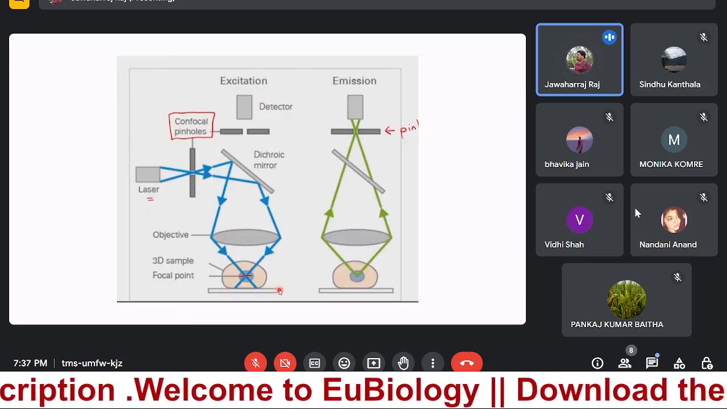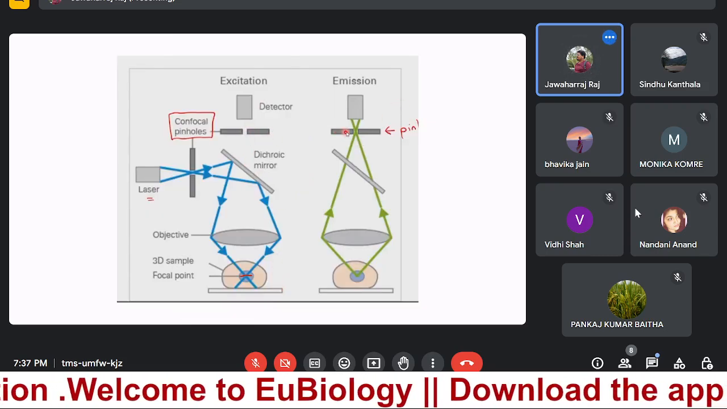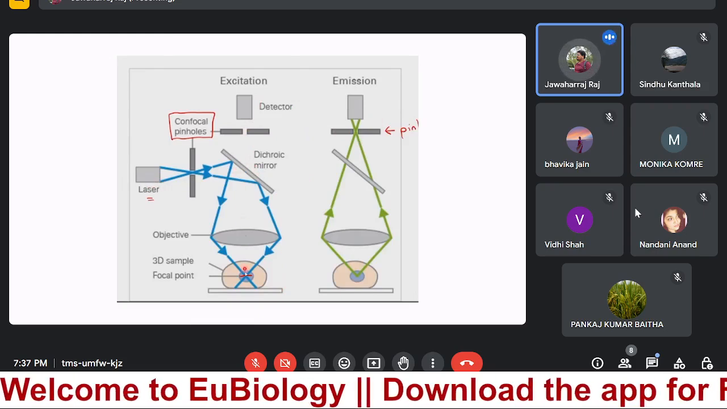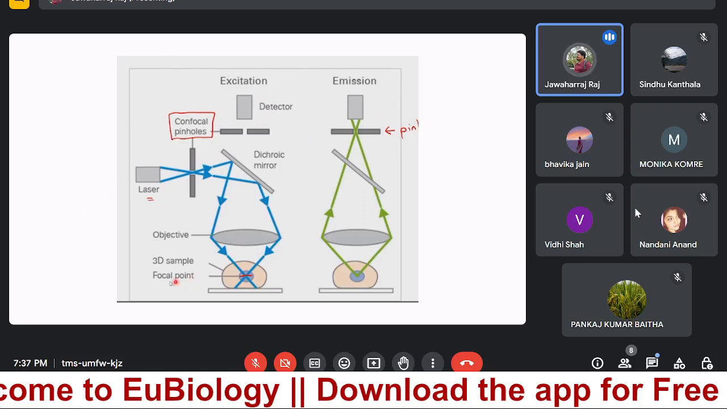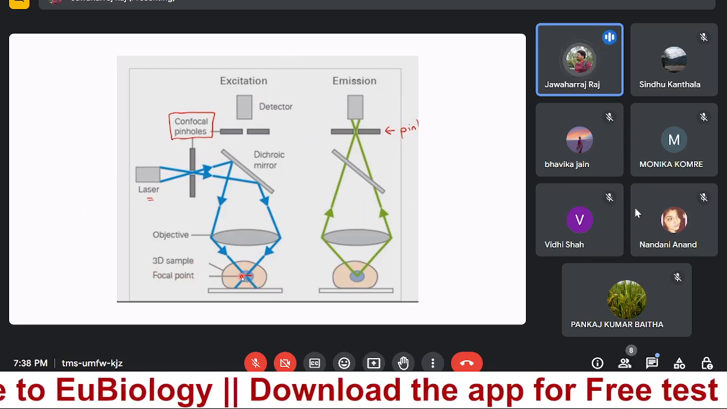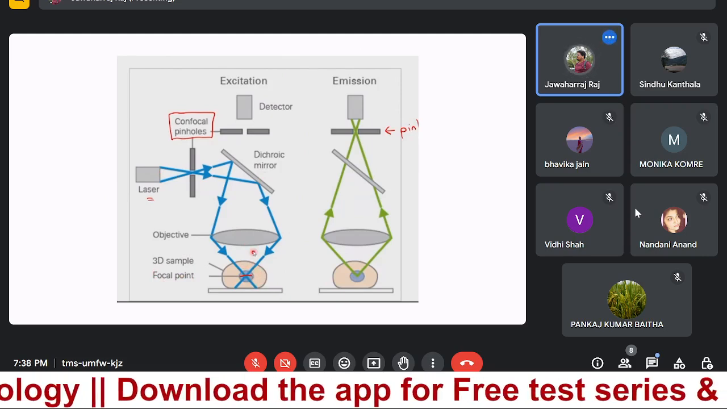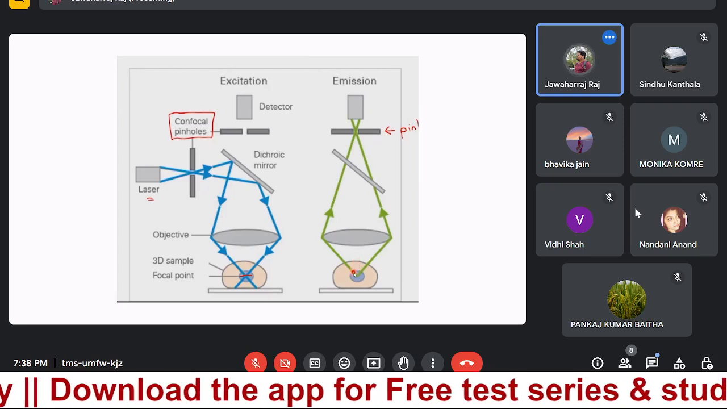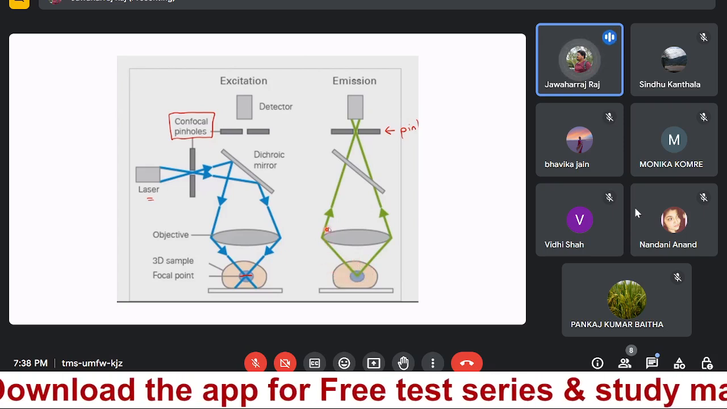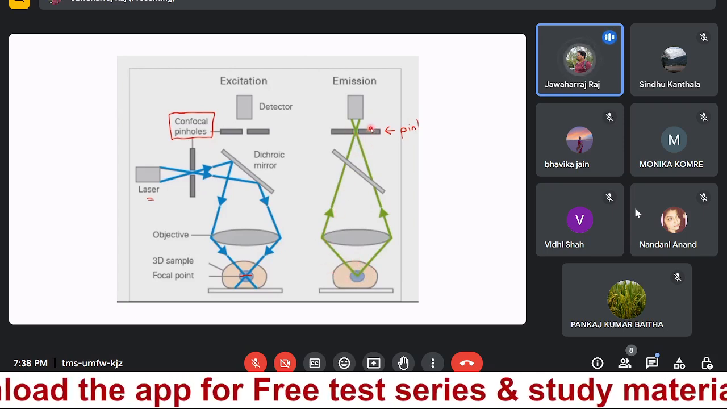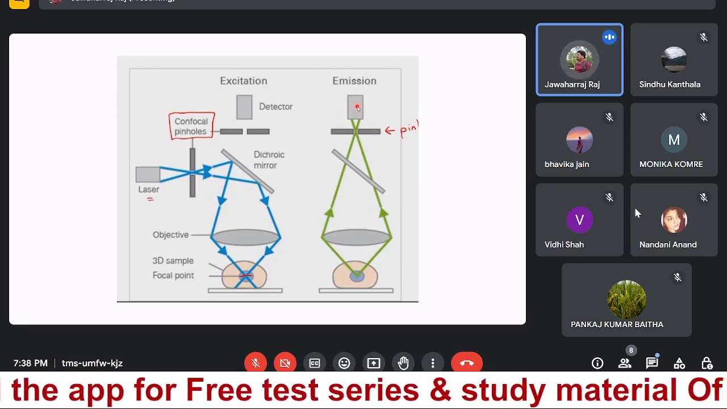See, there are two pinholes here. This is a laser. It is hitting the object. It is hitting at the specific point, a 3D focal point. After that, the electrons which are present here will be excited. After they emit the light, it is going to the second pinhole. The emission is then seen by the detector here.